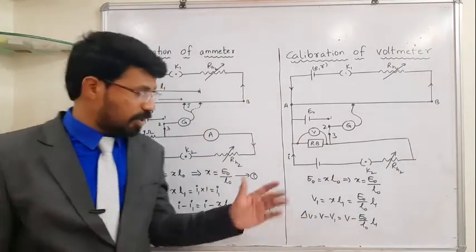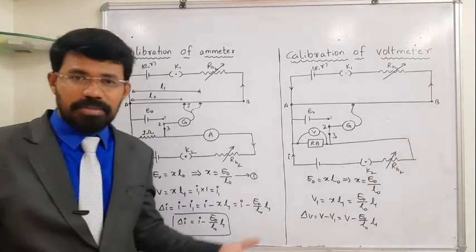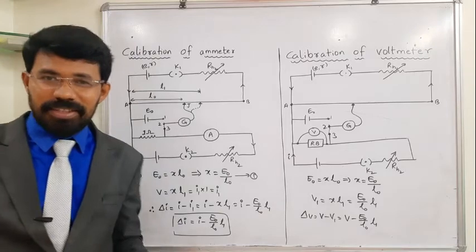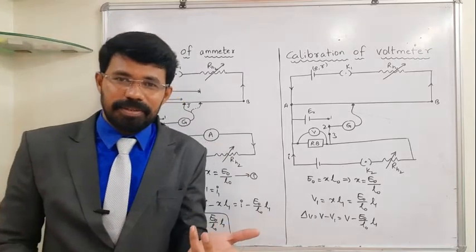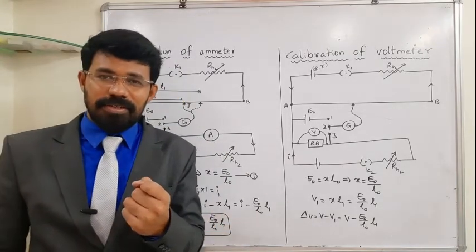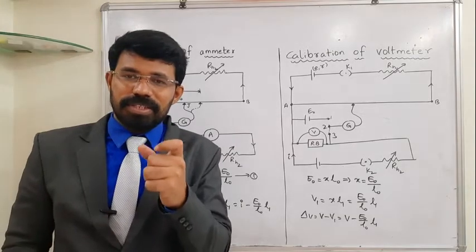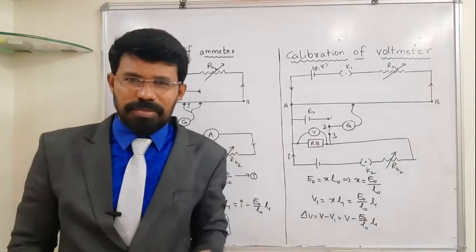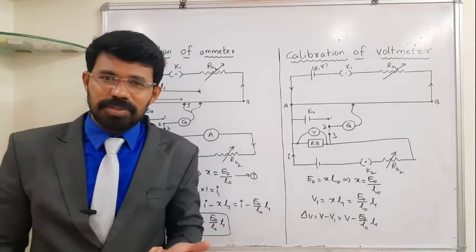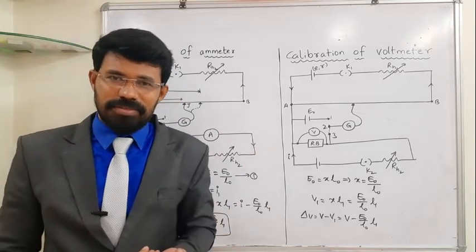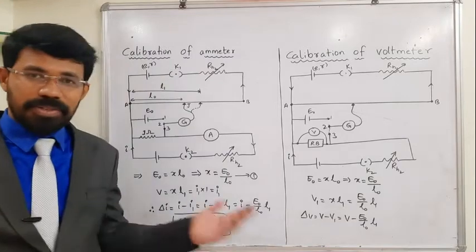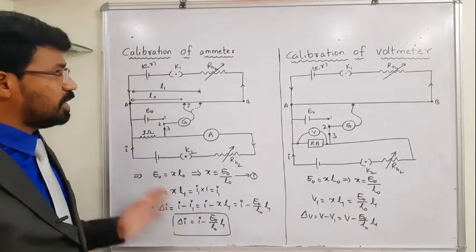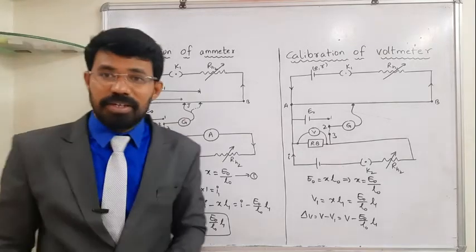This error can be positive, negative, or 0. Definitely there will be some error, because the potentiometer is the only device that can identify the potential difference across any circuitry element accurately. If you connect any voltmeter, it definitely draws some current from the main circuit. So whatever value it shows, it will have some error. So here the error can be positive or negative. That's how you can calibrate these devices, ammeter and voltmeter.